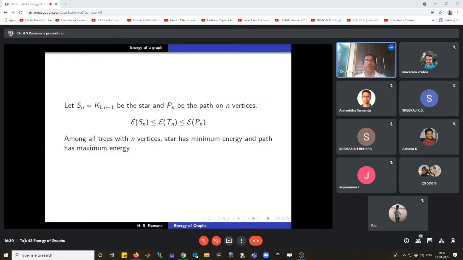Right. Then what about trees? Among all trees, the star Sn has minimum energy, whereas the path Pn has the maximum energy. You take all trees with n points. Among them, the star has minimum energy and the path has the maximum energy, and they are the unique graphs.